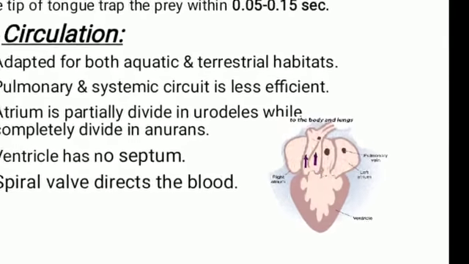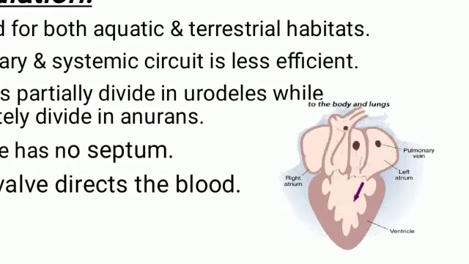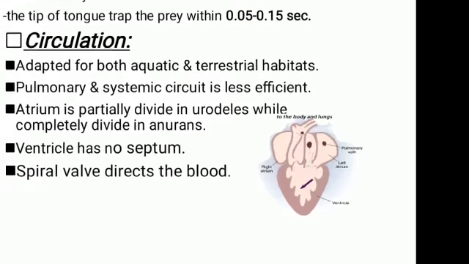Let's see the circulation. This is the pulmonary vein, left atrium, ventricle and right atrium. As we all know, the frog's ventricle has no septum. The left atrium is partially divided in urodeles. The red arrows show the oxygenated blood and the blue ones show the deoxygenated blood.